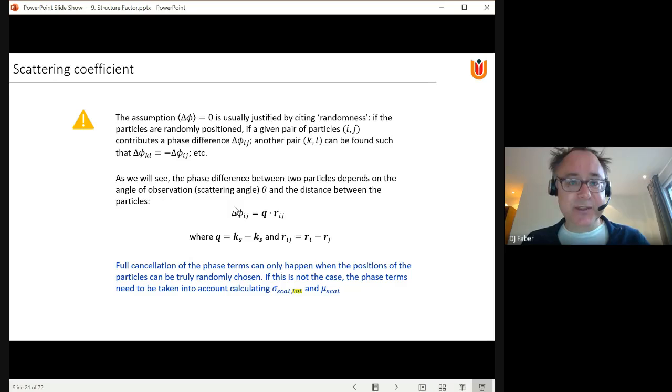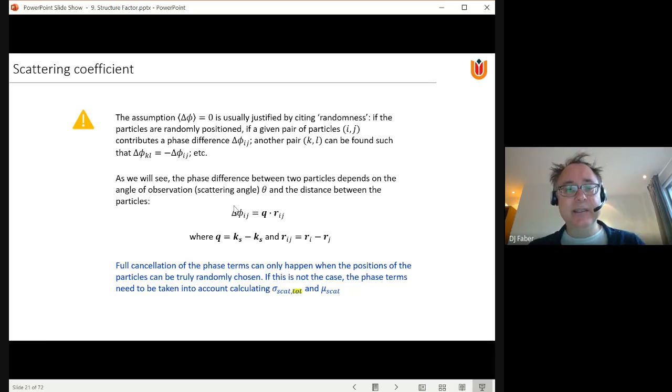That leads up to this, of course, the assumption that the phase differences on average are not 0. That is usually not true. If people do that, they say, yeah, the particles are randomly placed, so you can always find this matching pair of particles that cancel each other. But under these constraints that we might have, that is not the case.